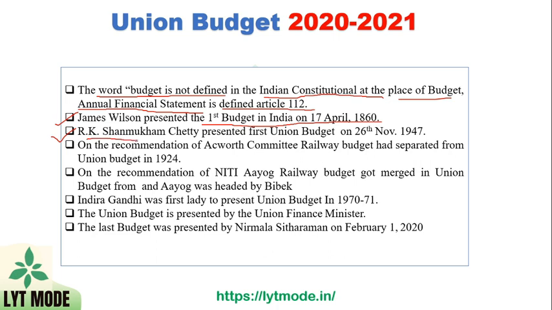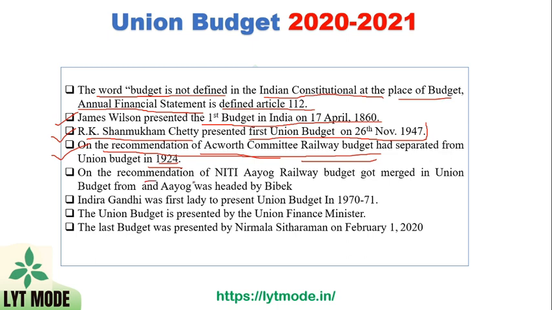R.K. Shanmukham Chetty presented the first union budget on 26 November 1947. These are some important points which you should know if you are learning about the budget. The next point is, on the recommendation of the Acworth Committee, the railway budget was separated from the union budget in 1924. So earlier there was a single budget, but in 1924 the railway budget was separated from the union budget.